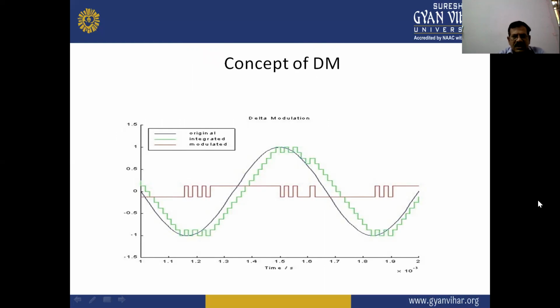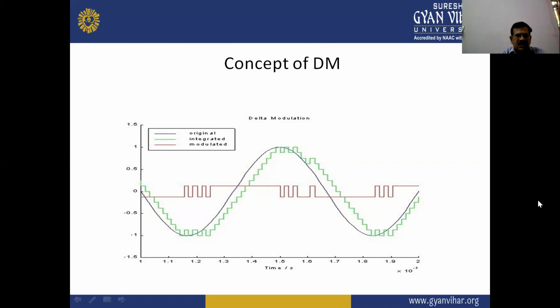So we see in the delta modulation technique there are a total of three waves. The first wave is the original modulating wave, the second one is the integrated waveform, and the third one is the modulated waveform in the delta modulation system. The first wave is a continuous analog waveform, the second is the integrated form of the continuous wave, and the third wave is the discrete, or digital, form of the delta modulation system.